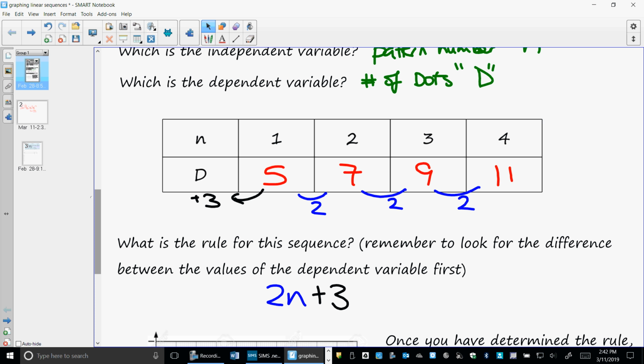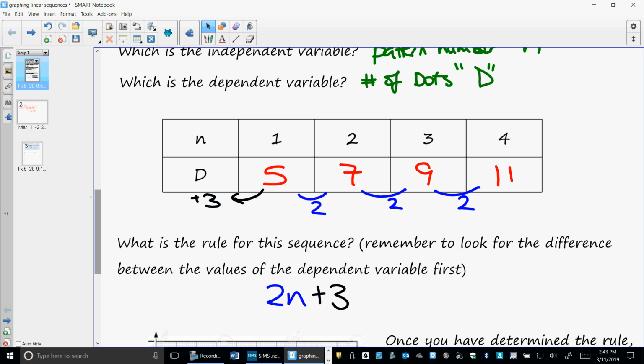2n plus 3. So we looked for the difference and we got our 2n, because look at the difference between them. And then we add plus 3, because we ask which value would it have been before the 5. If we were carrying the sequence backwards, which number would it have been before that?